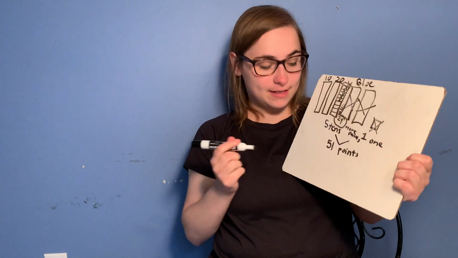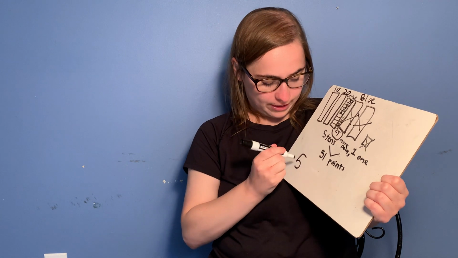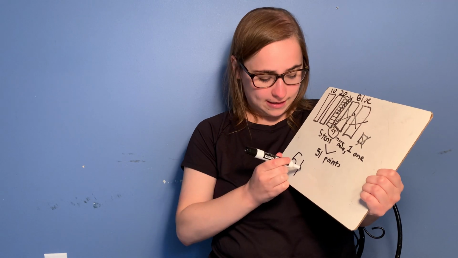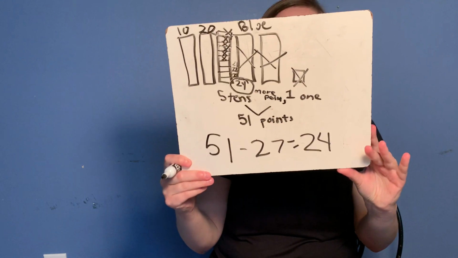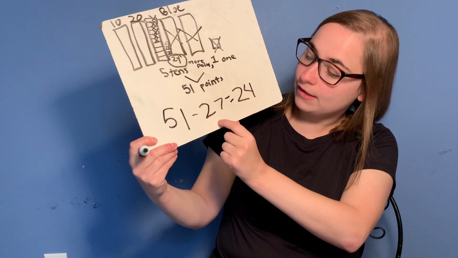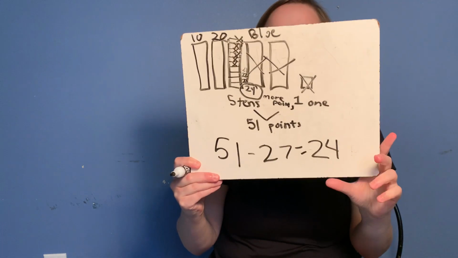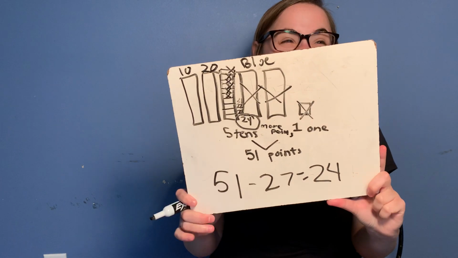Now I need to write a number sentence to match what I did. I know I started with those 51 points that the blue team had. I took away the 27 that the red team had, and in the end, we found out that the blue team had 24 more points. 51 minus 27 equals 24. Wow, good work helping me break up that 10. That was some tricky math.